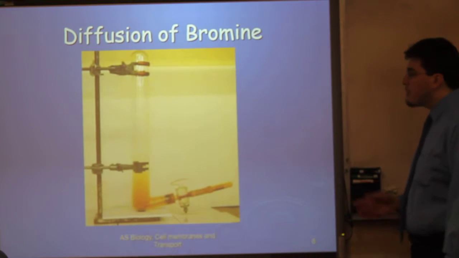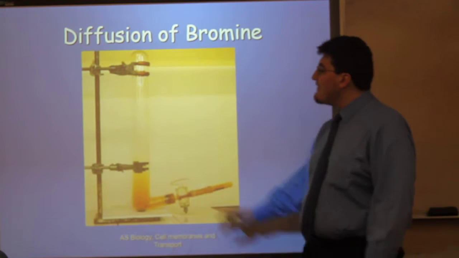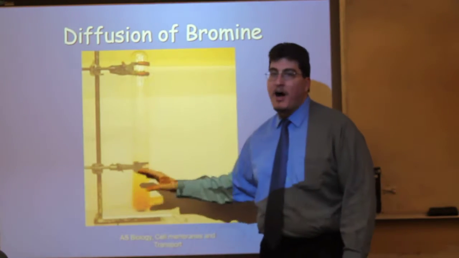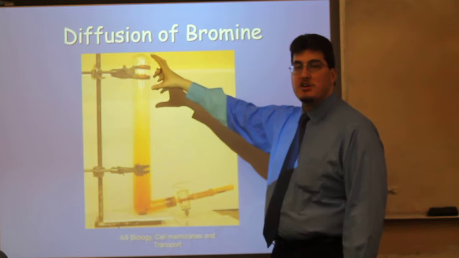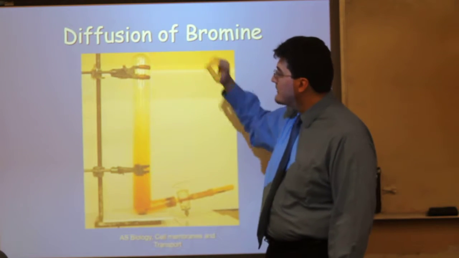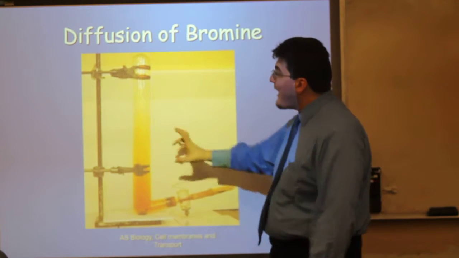So in the diffusion of bromine gas, we're going to have a high concentration of bromine at the bottom of the glass vial and diffuse to an area of low concentration of bromine at the top of the glass vial. It will move by diffusion.